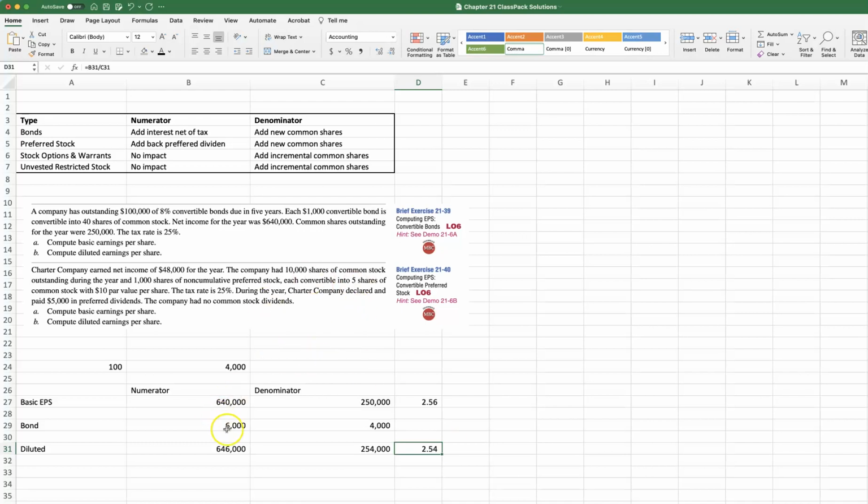All right, the other thing I want you to remember with bonds is you've got to tax affect that interest. It's a really easy one to forget.